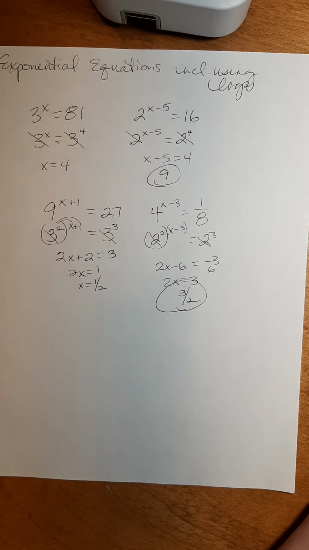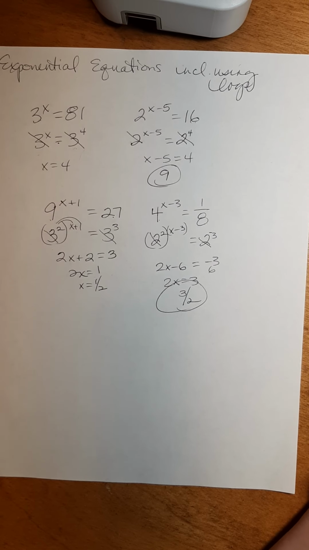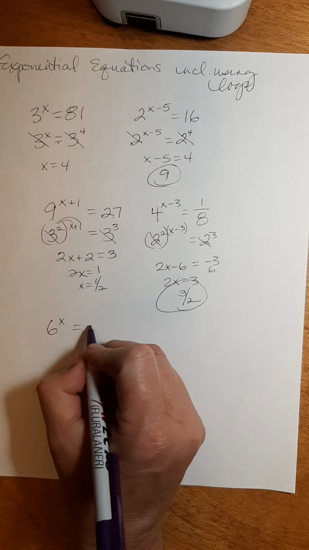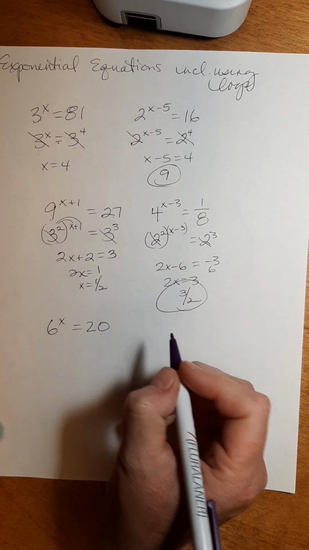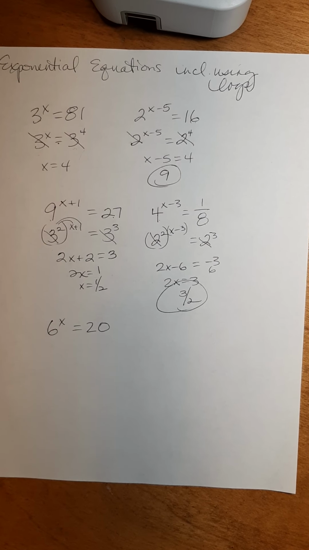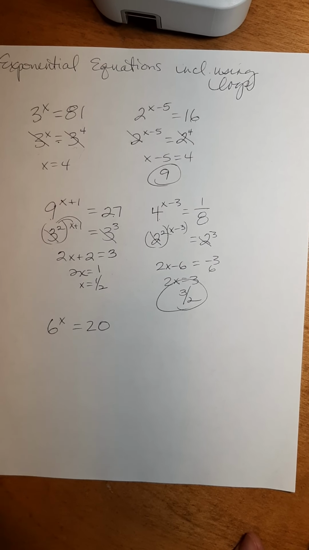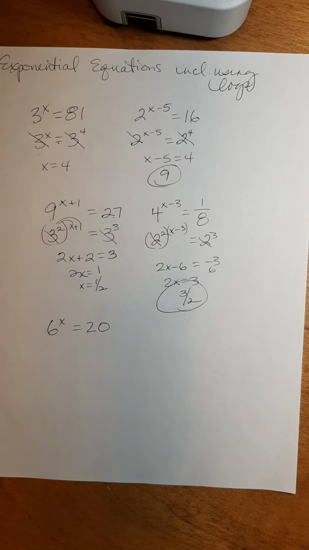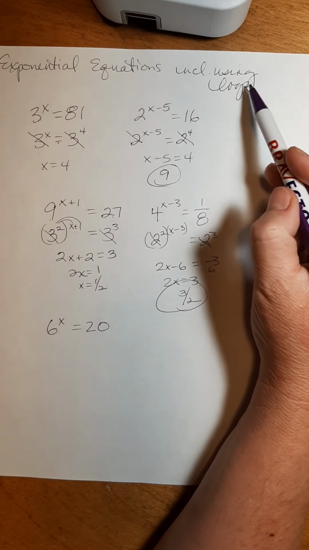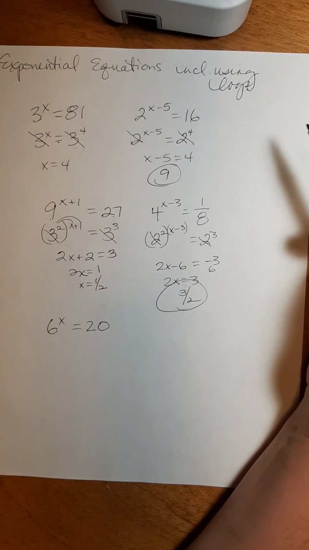But let's say you can't. Like let's say 6 to the x power equals 20. As it is, you can't get that to the same power. You know, 6 to the first is 6. 6 squared is 36. So you know it's somewhere between 1 and 2, but to try to get that exact decimal or pretty close to it would be pretty difficult. Well, remember, here's where the logs come in.